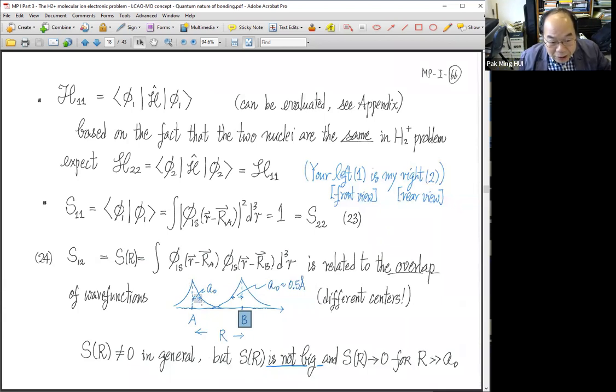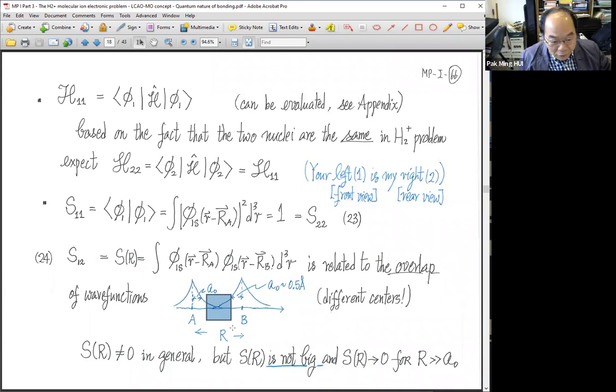The exponentially decaying spatial extent is about a Bohr radius, half an angstrom, on both sides. Now, if R is not too big, for example, if this is 0.8 angstrom, you can imagine there is a region somewhere in the middle where both wave functions are not 0. They multiply together, it's still not 0. You add up every place, then it is non-zero.